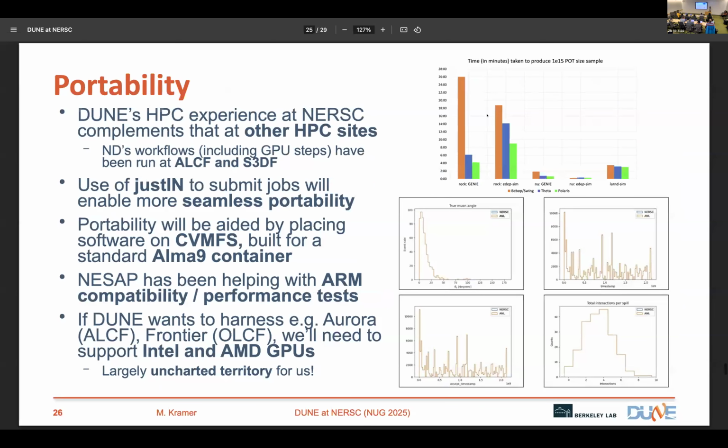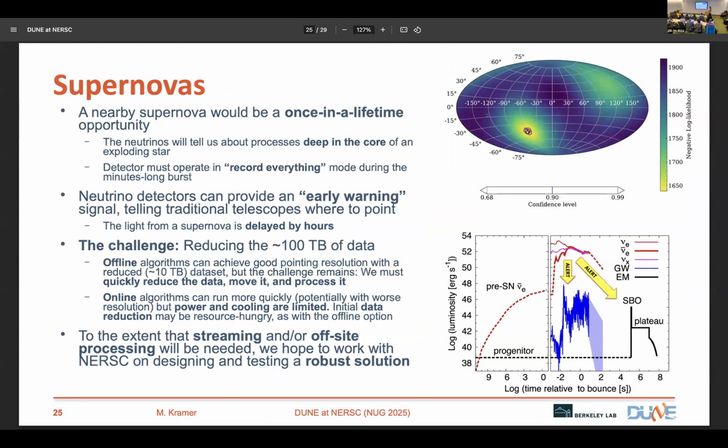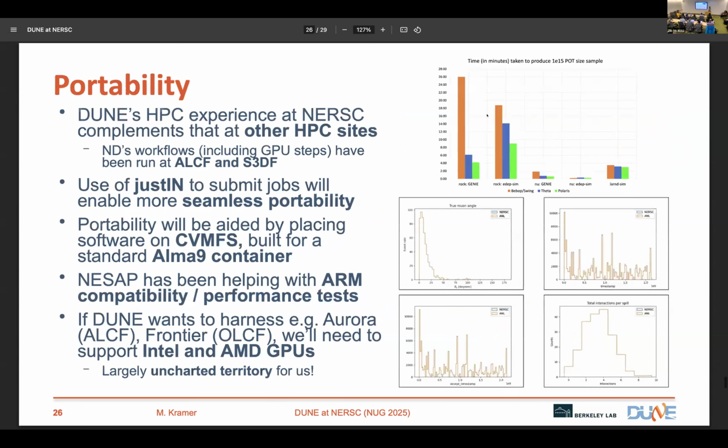I'll wrap this up. So, yeah, if we got a supernova, that would be awesome. The thing about neutrinos is they come long before the light from a supernova. So we could not only learn a lot about a core-collapse exploding star by recording the neutrinos, but we could also tell telescopes, optical telescopes, where to point. And so the data volume here is a major challenge. And it's still an open question of exactly how we want to implement such a solution. But we do hope that NERSC can be a part of that solution.